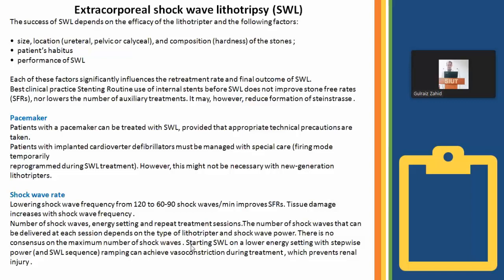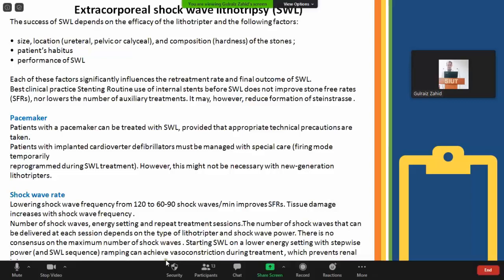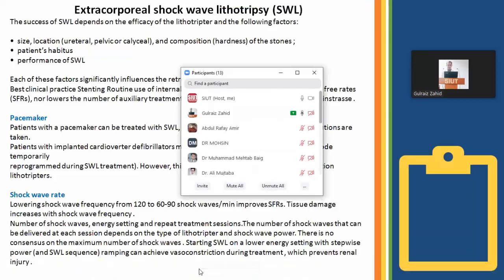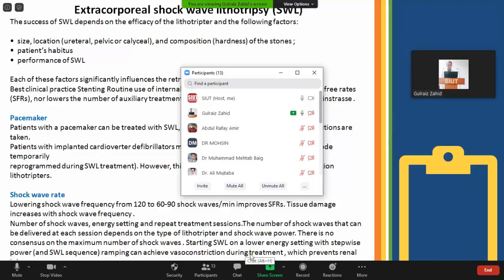Shockwave rate. Lowering shockwave frequency from 120 to 60 to 90 shock waves per minute improves stone-free rates. Tissue damage increases with shock wave frequency, number of shock waves, energy setting, and repeat treatment sessions. The number of shock waves that can be delivered at each session depends on the type of lithotripter and shock wave power. There is no consensus on the maximum number of shock waves.